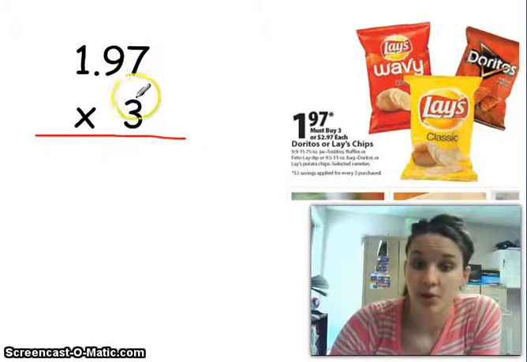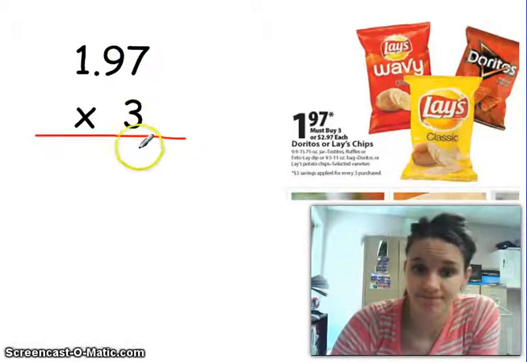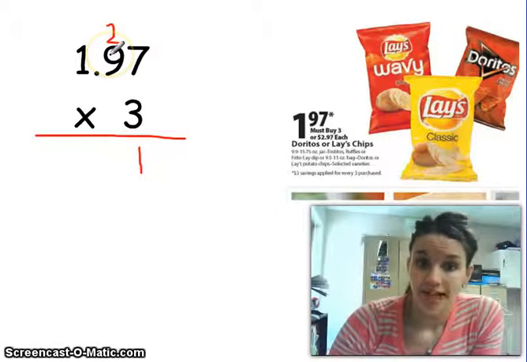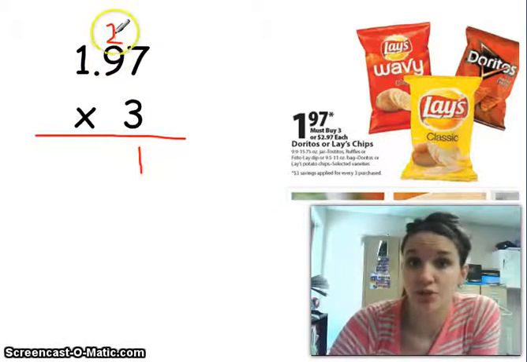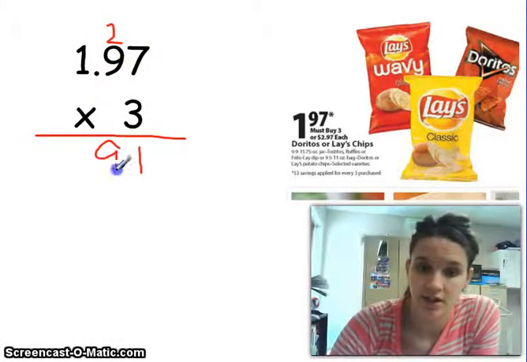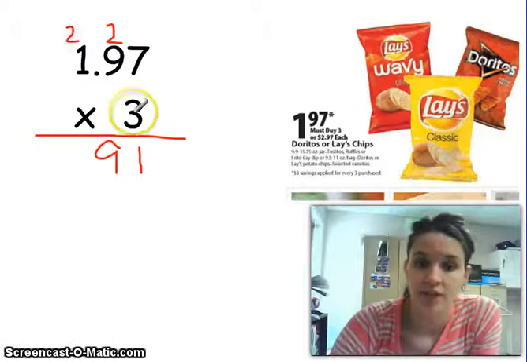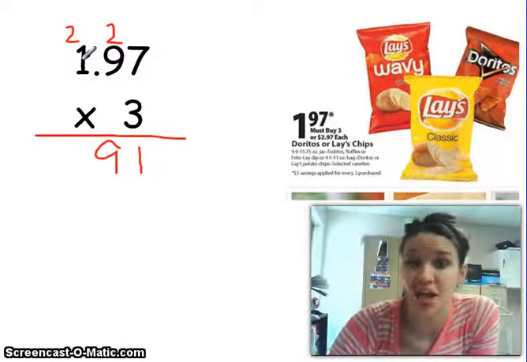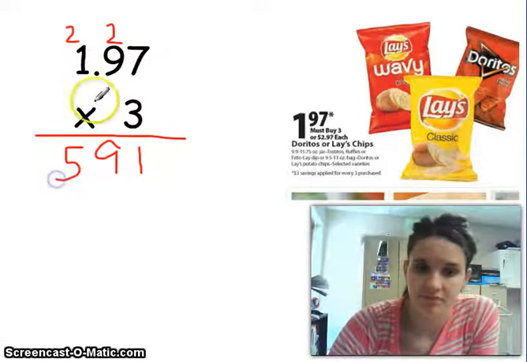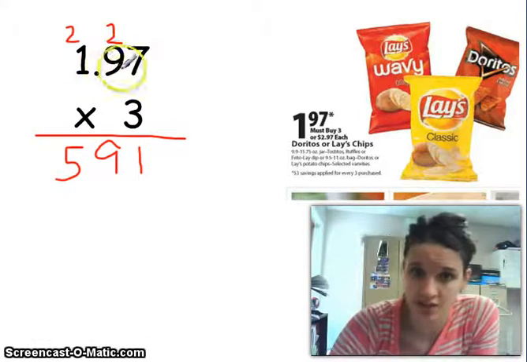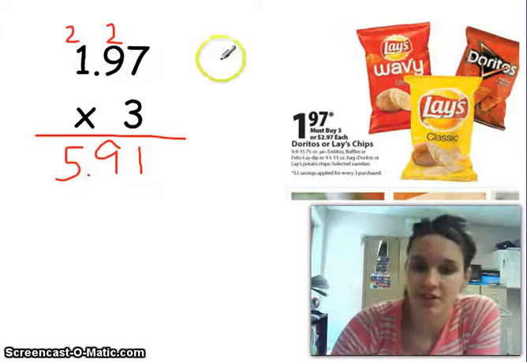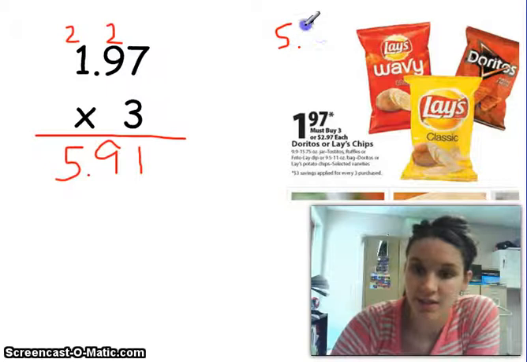So I'm going to start in the ones. 3 times 7 is 21. 1, and I'm going to carry my 2 tens. 3 times 9 is 27 tens, plus 2 more tens would give me 29 tens. 9, carry my 2. Then I have 3 times 1 is 3 hundreds, plus 2 more will give me 5. And then I have 2 decimal places here, so I'm going to count 2 decimal places in my answer, and I have $5.91.